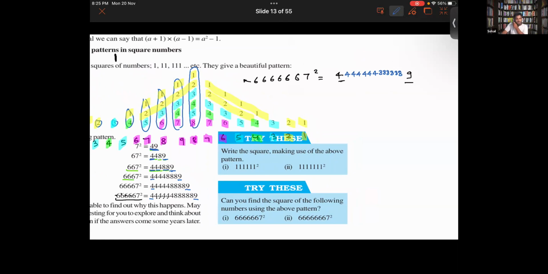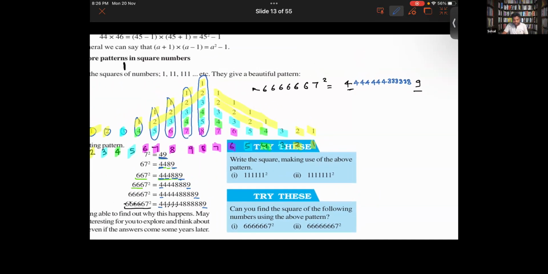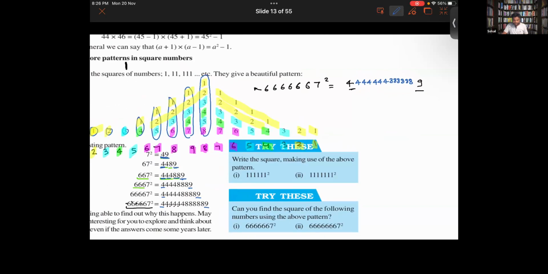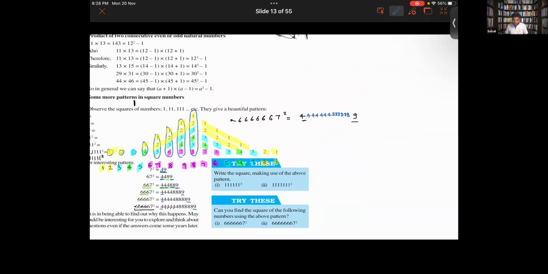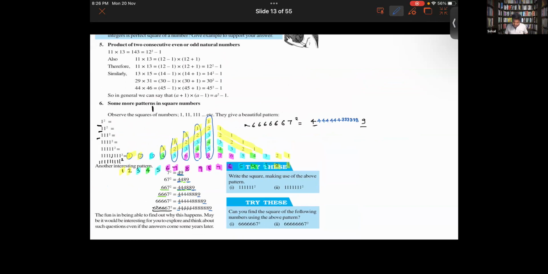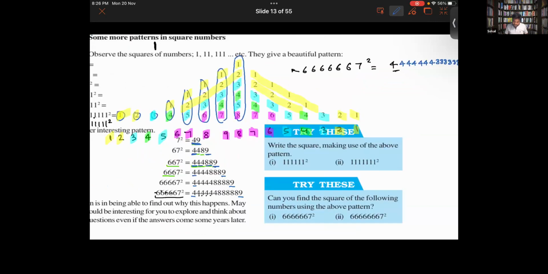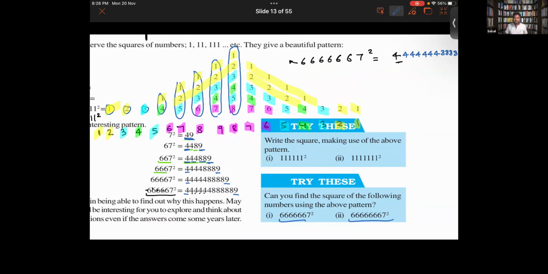Also, we can't say for sure that every number will be following the same pattern, right? Yes, sir. We have to treat them individually and observe the patterns individually, right? Yes, sir. Okay, so there's an exercise given here. The first one we did, the second one you can also do.